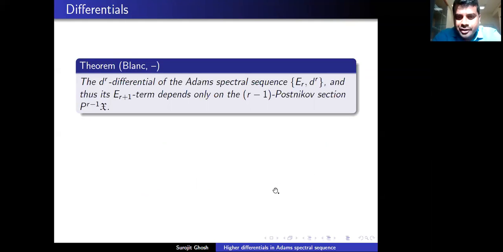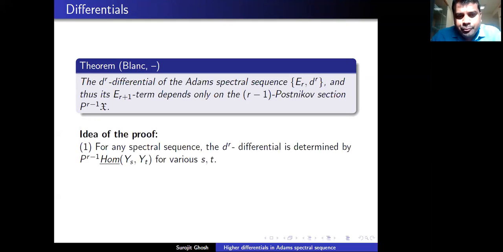So all the information to compute the dr differential is encoded inside this truncation. This is not that computable; I don't know yet exactly what form the differential takes, but it gives you some guarantee that you don't need to look into the later pages. For some finite number of pages, you don't need all the information. Less information is enough to understand the Er plus one page for a certain r.